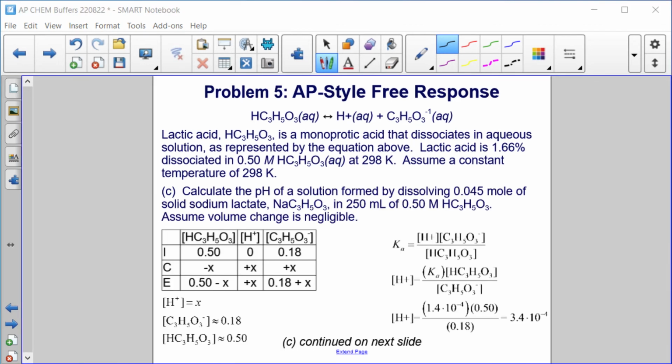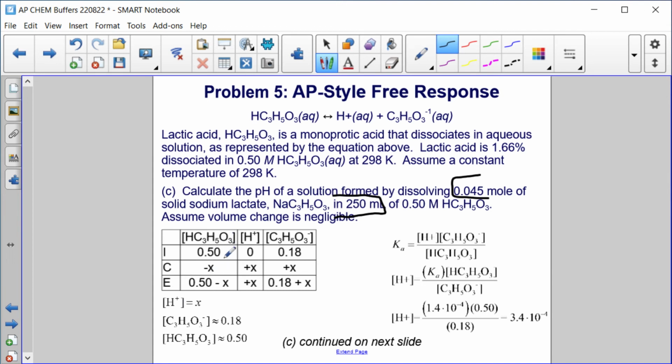Part C, calculate the pH of a solution formed by dissolving 0.045 moles of solid sodium lactate in 250 milliliters of 0.50 molar lactic acid. Assume volume changes are negligible. So, a couple steps here. We're initially starting out with a concentration of 0.5 molar lactic acid and 0.18 molar lactate ion. That comes again from 0.045 moles in 250 milliliters, to get that concentration.